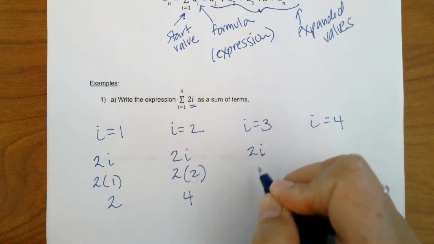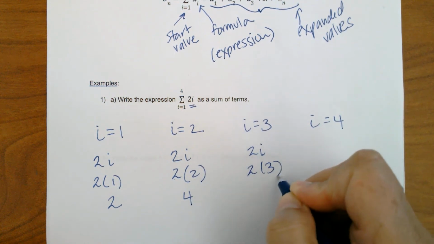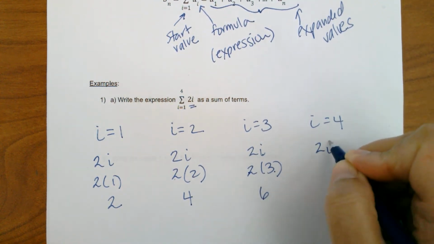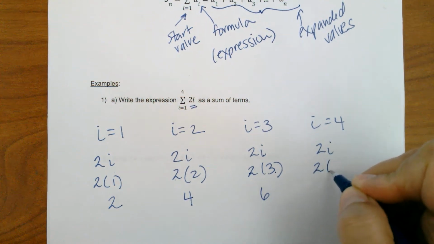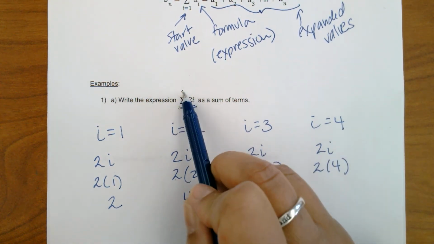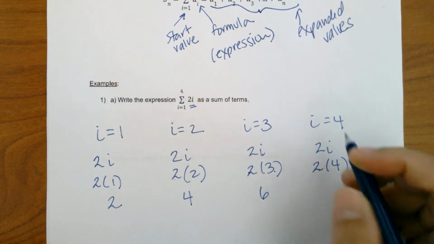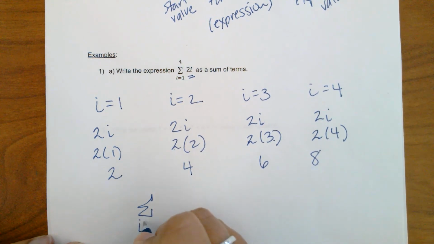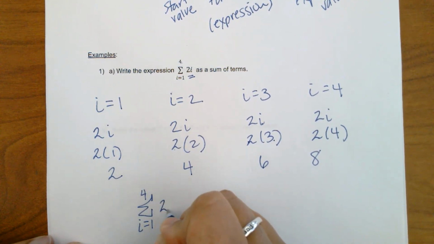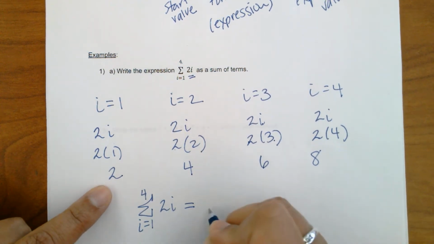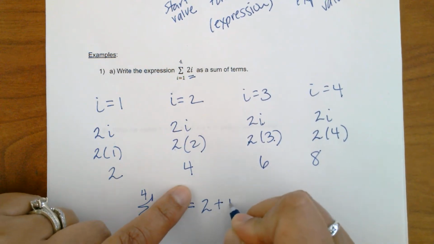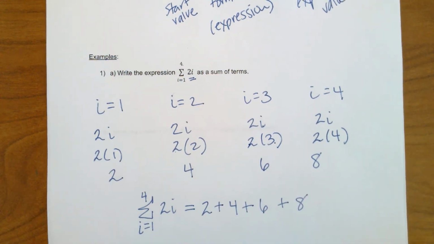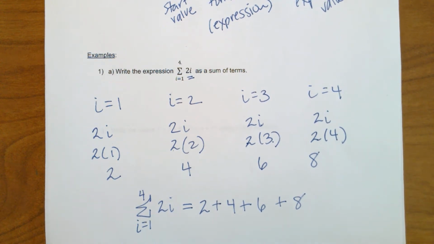Okay, we have 2i. We now have to substitute in 3. So 2 times 3 is 6. Okay, we have our expression 2i. Now we have to do 4, which is our end value up here, that's where we stop. 2 times 4 is 8. Now, let's write this professionally. We have sigma i equals 1 to 4 of 2i equals, let's put these numbers in, 2 plus 4 plus 6 plus 8. And that's how to write the expression as a sum of terms.